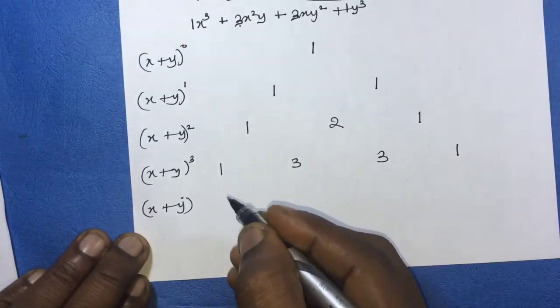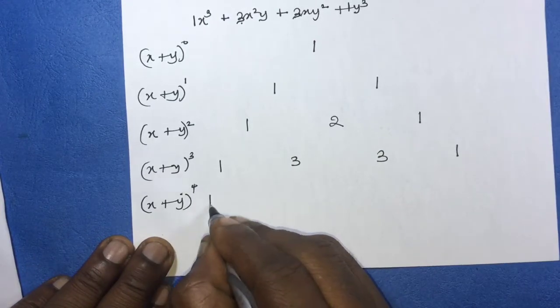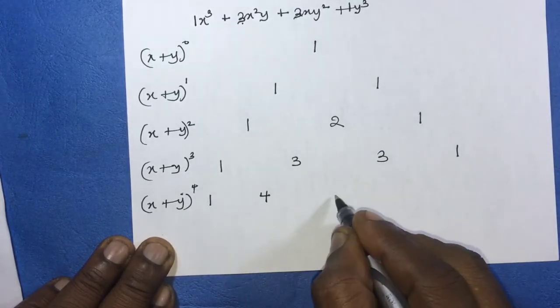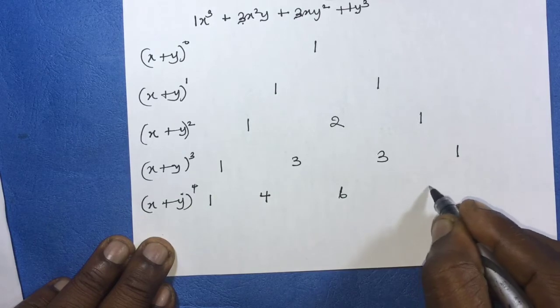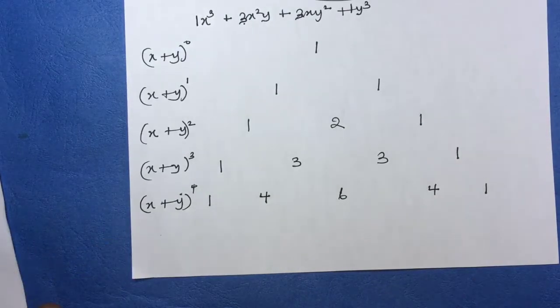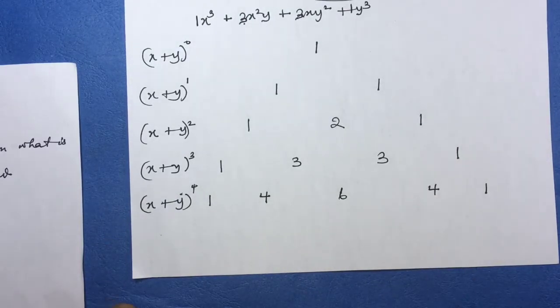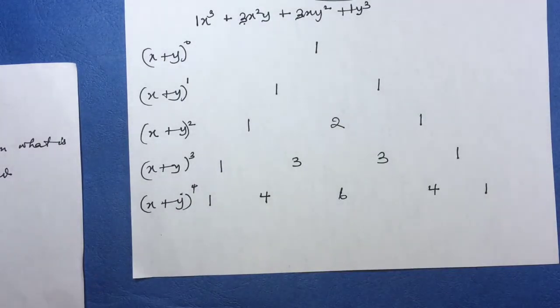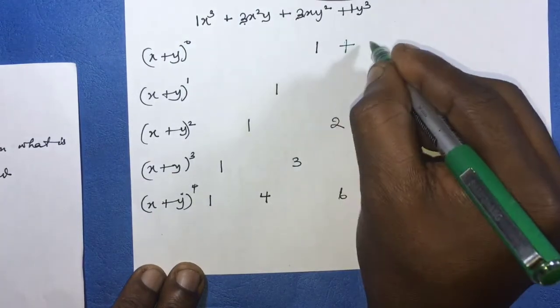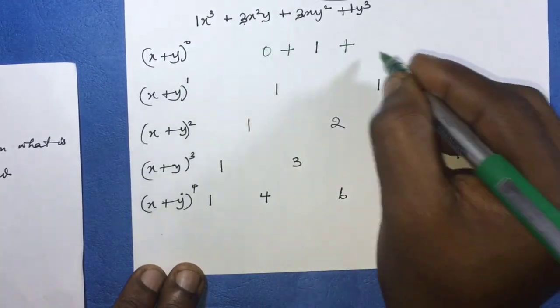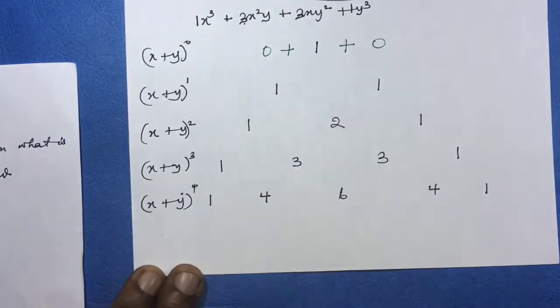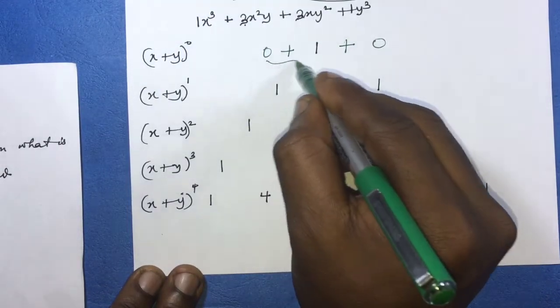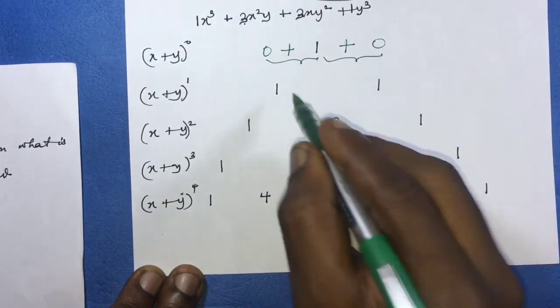When it carries 4 as its power, we are going to write 1, 4, 6, 4 and 1. Now take note of one thing. It is very simple to develop the Pascal's triangle. What I usually tell my students is, starting from this one, add a 0 to the right and to the left.